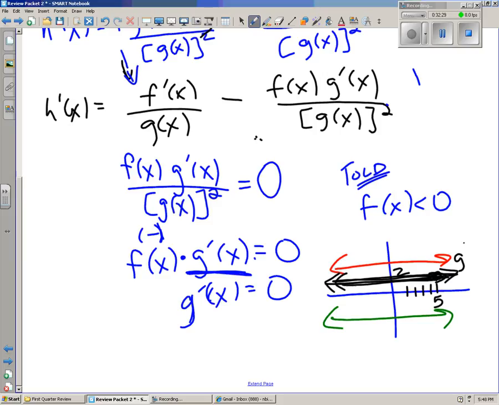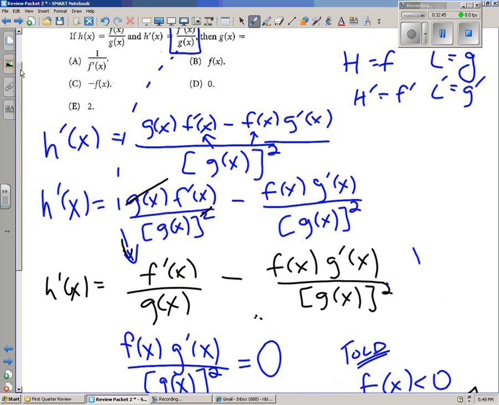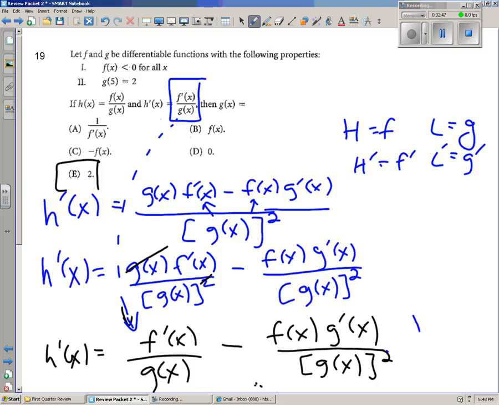So g of x, the original function, had to be equal to 2 because that's the only function that's going to produce 2 when x equals 5 is input into it, and also produce a derivative of 0. So g of x is identically equal to 2, which is choice E. That will not be on your test. That's a tough one. I may do something like that as a bonus, but that's a hard question.